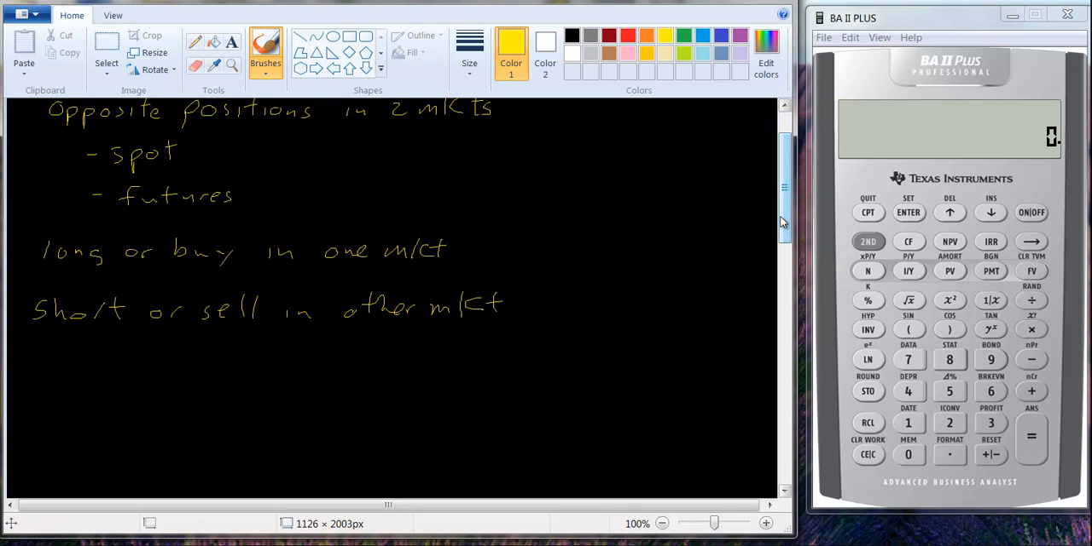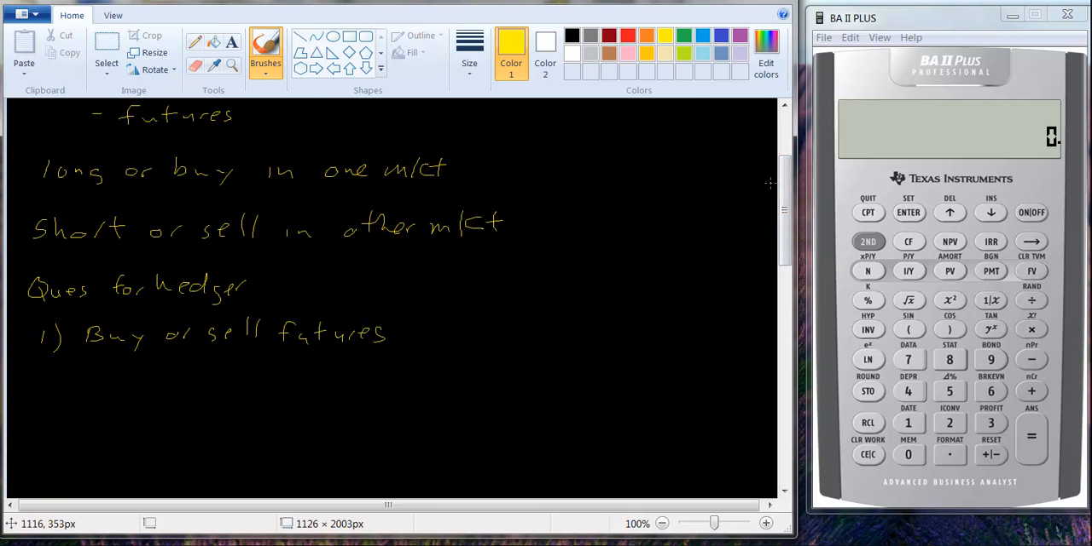So there are a couple of questions you need to ask when you're deciding on a hedge. So let's say questions for the hedger. Okay, the first question is, do I buy or sell the futures? Well, this is dictated by your position in the spot market. Do you own something, in which case you're worried about the price falling, then you should sell the futures contract. If you're a buyer, that you'll be buying the stuff at a later date, well, then you essentially have a short position, so you should buy the futures contract.